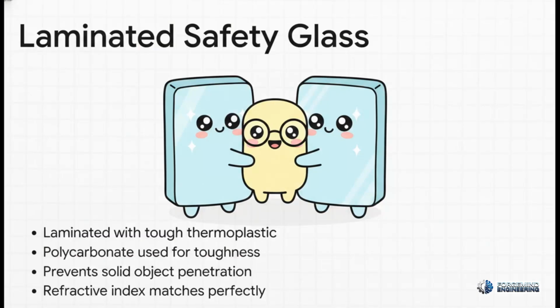For extreme safety applications like bulletproof glass, we laminate multiple glass plates with a super tough thermoplastic. We typically use polycarbonate for its high toughness and flexibility to prevent solid objects from fully penetrating the glass. But here's the catch for us engineers. The index of refraction between the glass and the polymer layers must match perfectly. If they don't, we introduce severe optical distortion, and you literally wouldn't be able to see straight through it.